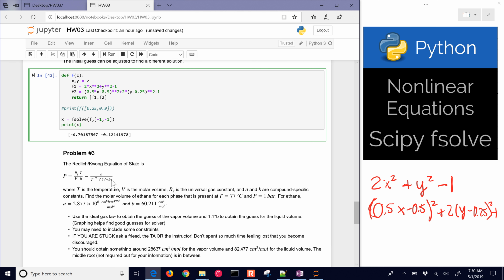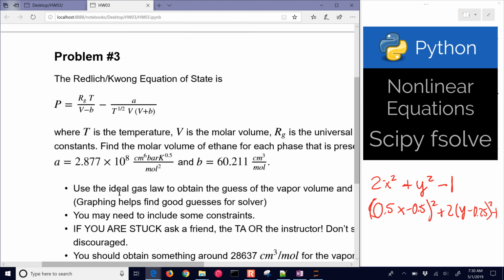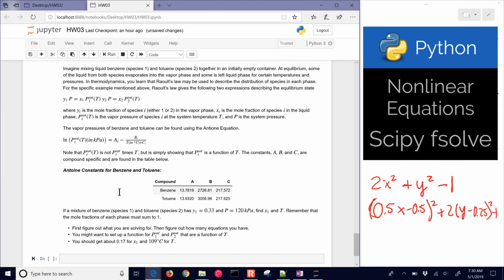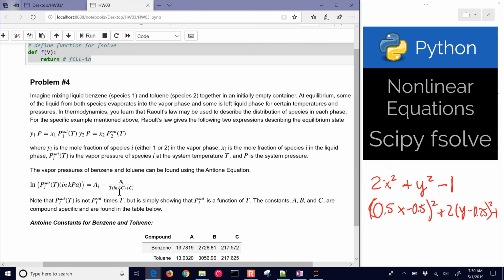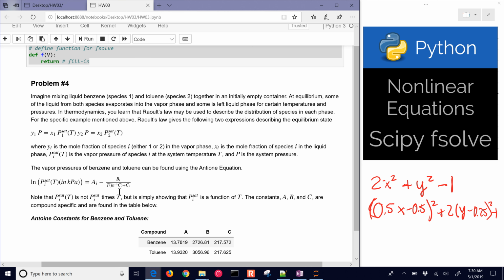This is going to be just one equation, one unknown, but just a little bit more complicated for this one. And then the final one that we're going to solve is going to be 3 equations and 3 unknowns. This one's going to be a vapor-liquid equilibrium problem from engineering to determine when you have a mixture of two species, how much is going to be in the vapor and how much is going to be in the liquid phase.